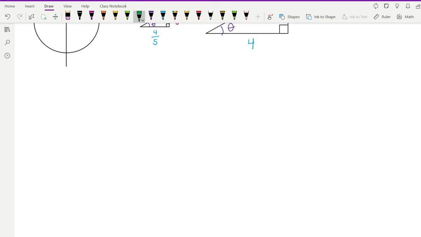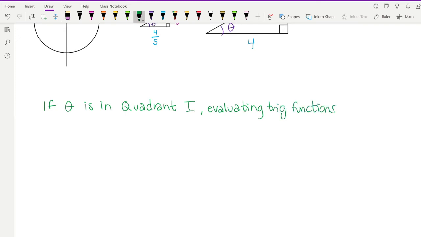So I just want to write that down. As long as your angle is in quadrant 1, evaluating trig functions using the unit circle will give you the same results as right triangle trigonometry.